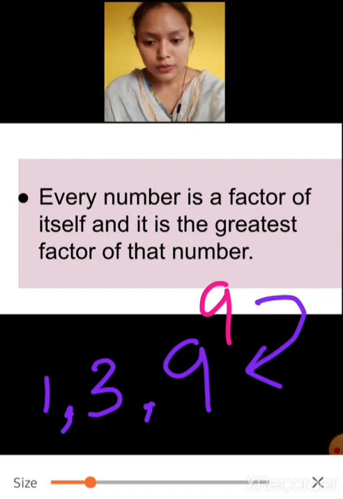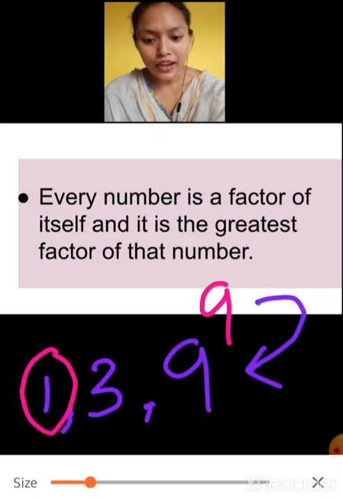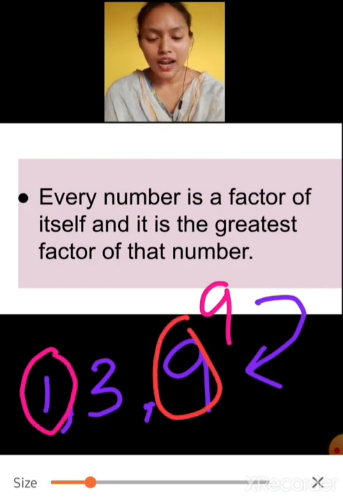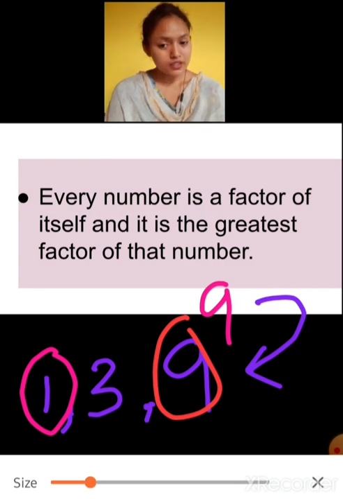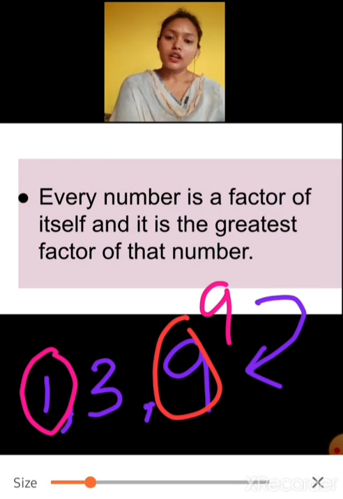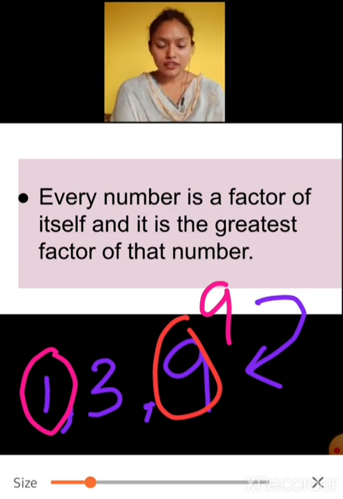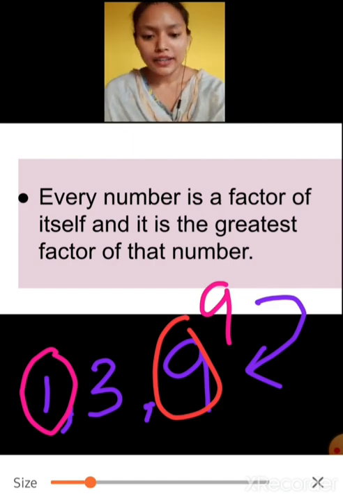1 is the smallest factor and 9 itself is the largest, greatest factor. After this, no factors are possible. Means after this you cannot say that 12 comes in table of 9. Not possible, na? Or 9 comes in table of 12 or 13, 14, 15. It can only come in table of 9. That's the largest factor possible. I'll take one more example.